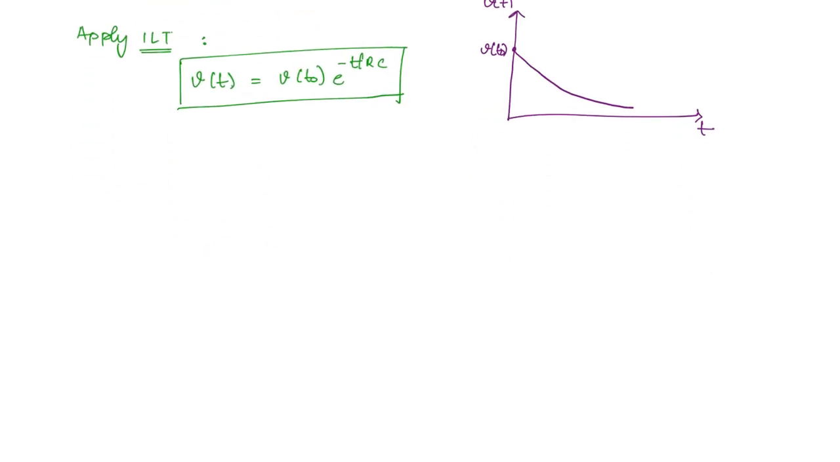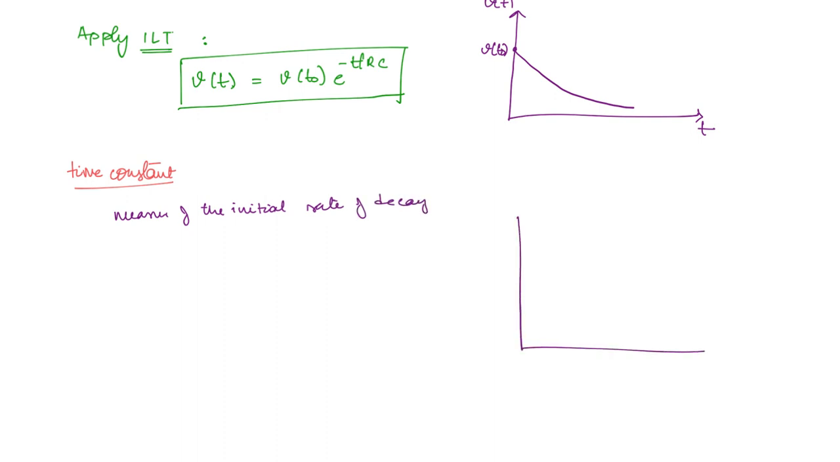Now one important term here is the time constant. So what is this time constant? We will see. This gives you a measure of the initial rate of decay. That means if you take the exponential curve, what will be the initial rate of decay? The slope at the initial point is nothing but the initial rate of decay. So if you draw a tangent at this point, then it will extend to this point.